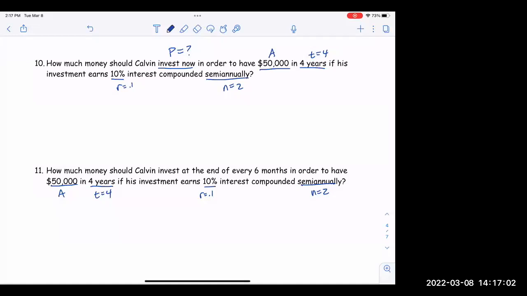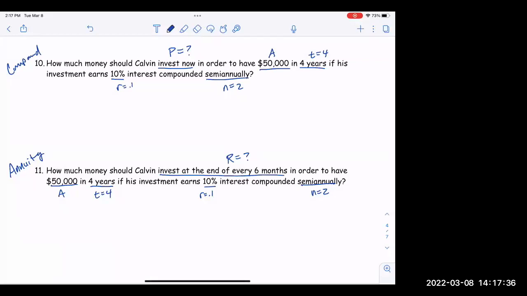Number 11, however, is saying invest every 6 months. So that is a payment, right? That is something that you're going to be putting in at a regular interval, not just a one-time thing. So the difference here is that when it has a payment, that's an annuity, right? So number 11 is going to be one of those annuity formulas. Since there's no payment in number 10, it's just going to be compound interest.